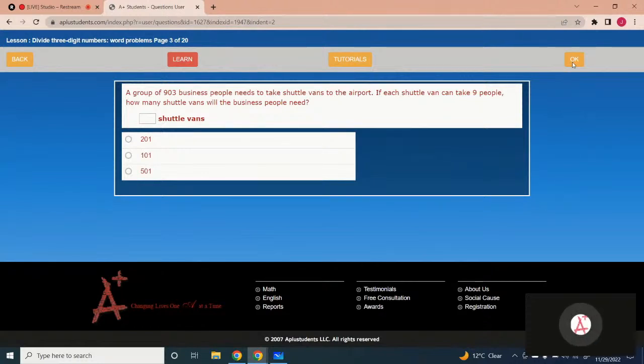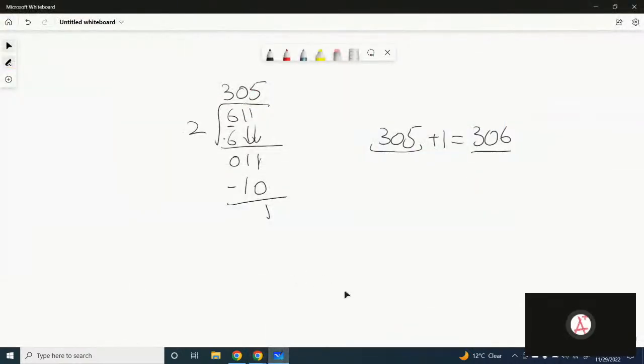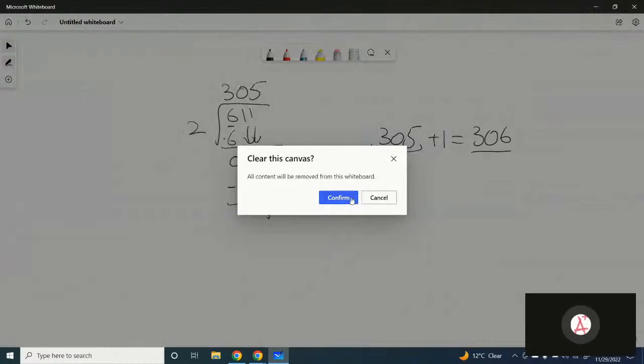Okay, the next one is a group of 903 business people needs to take shuttle vans to the airport. If each shuttle van can take 9 people, how many shuttle vans will the business people need? Got it? That means the total people are 903 and each shuttle can take 9 people.